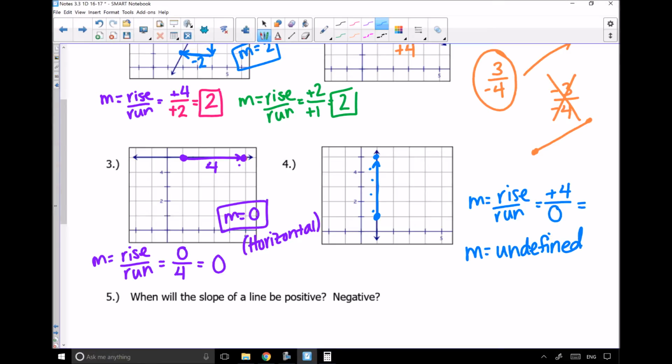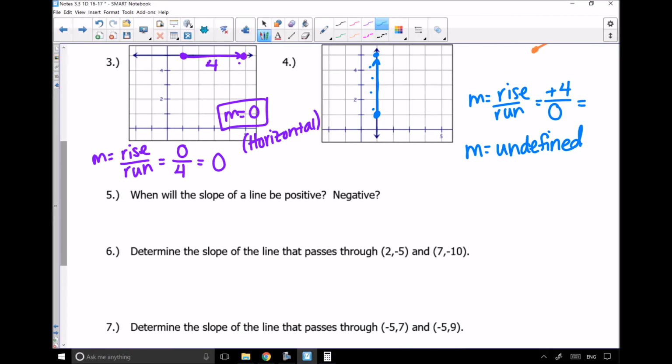Okay, so now question number 5, when will the slope of a line be positive? So how do we know when the slope of a line is going to be positive? Well, we know it looks like this. So this is our positive slope. And this will only happen when our rise and our run have the same sign.